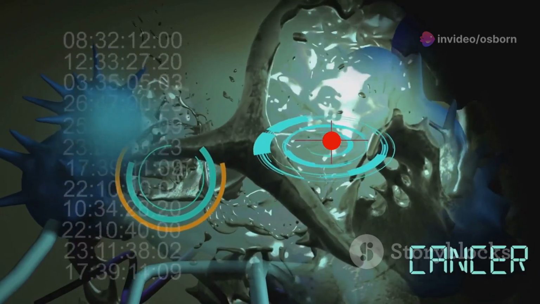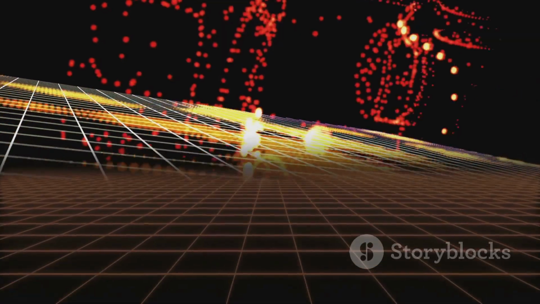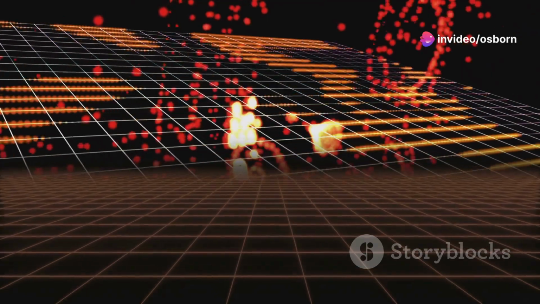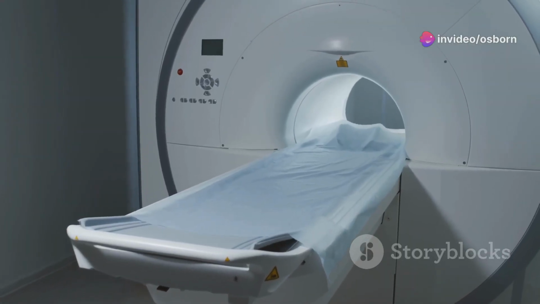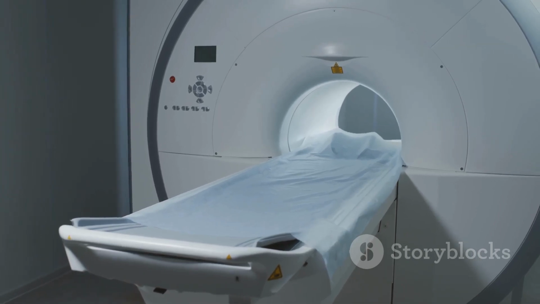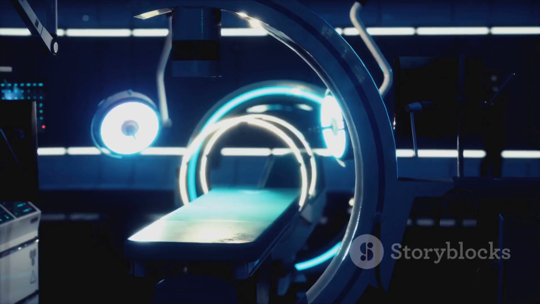Monte Carlo simulations, for example, utilize statistical methods to model the transport of radiation through matter, accounting for various interactions and their probabilities. This approach provides a comprehensive and detailed representation of dose deposition, enabling more precise treatment planning and delivery.